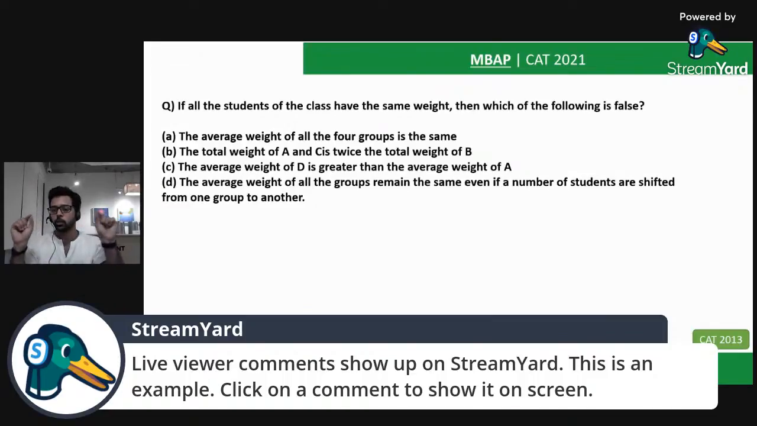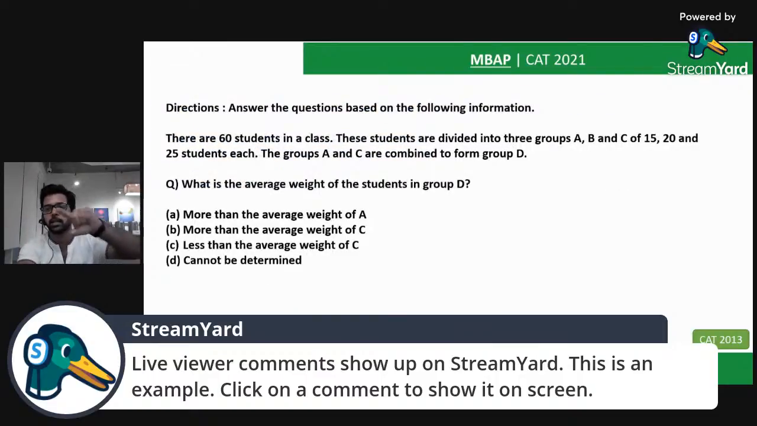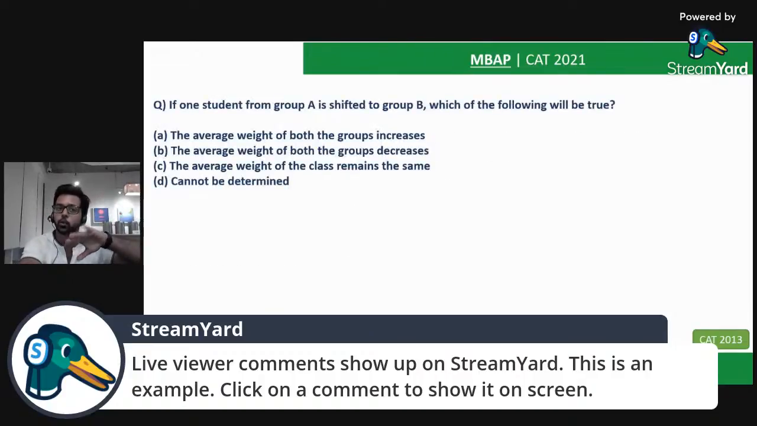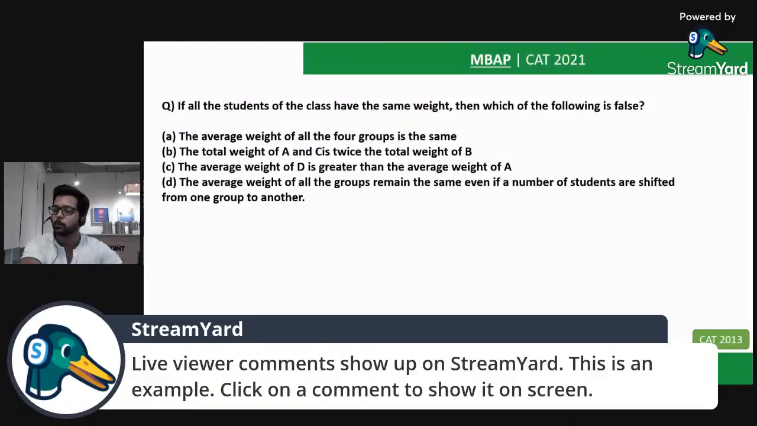The weight of each person is the same. Let's see A and C. A and C have 15 plus 25, so 40 students, and B has 20 students. 40 is double of 20, and the weight of each of them is constant. So the total of A and C will also be double that of B. So B is also correct.